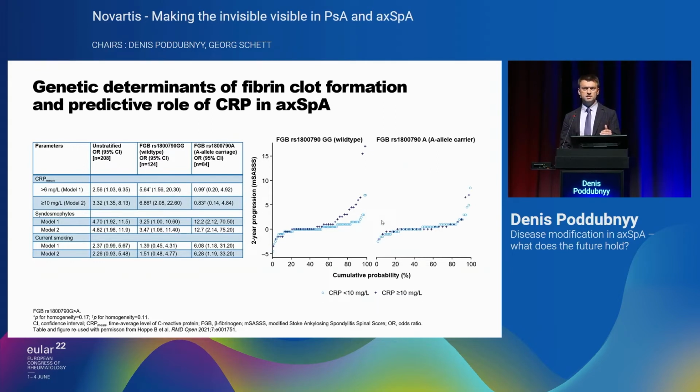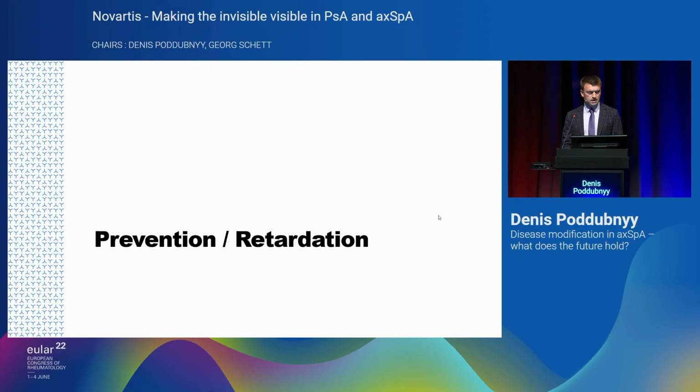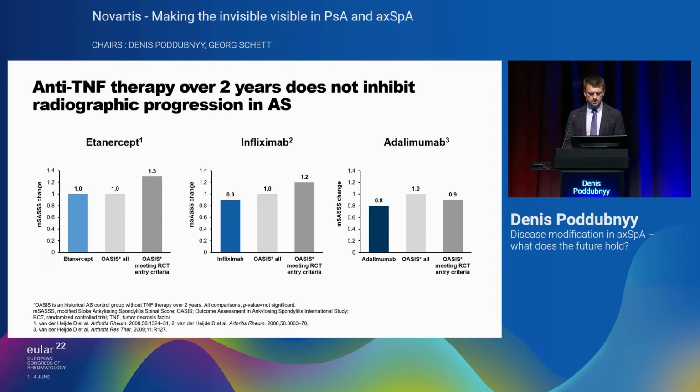We need to keep this in mind, especially for future clinical trials, stratifying, identifying patients with high risk of progression. So what about prevention or retardation? What is clinically relevant for rheumatologists? You remember probably all this data coming from very first trials with TNF-alpha blockers that showed that there is no substantial retardation of new bone formation within the first 2 years of treatment.